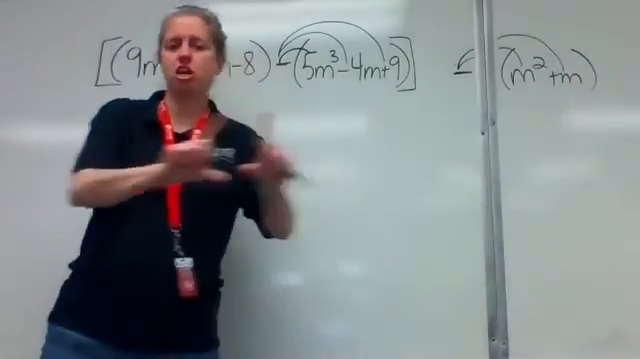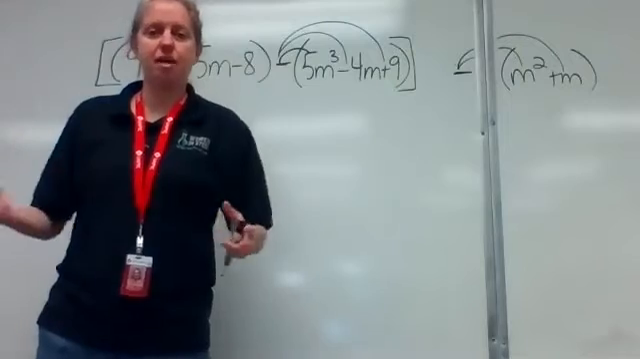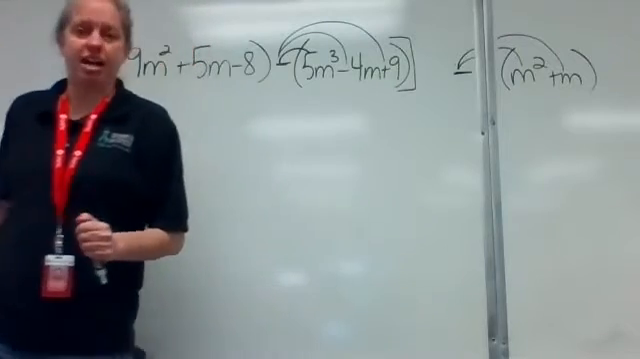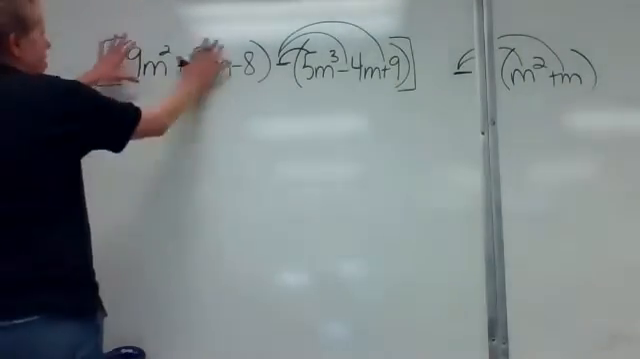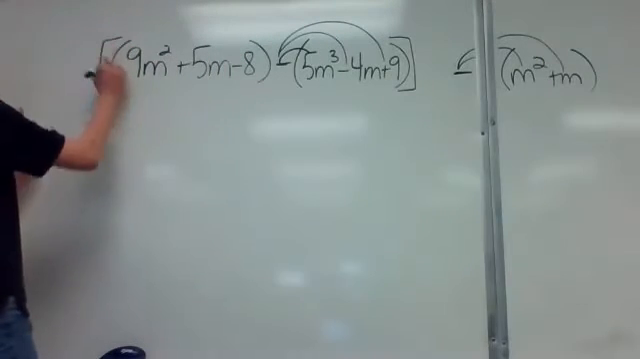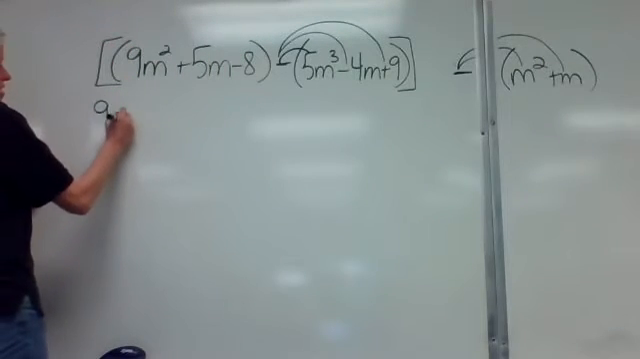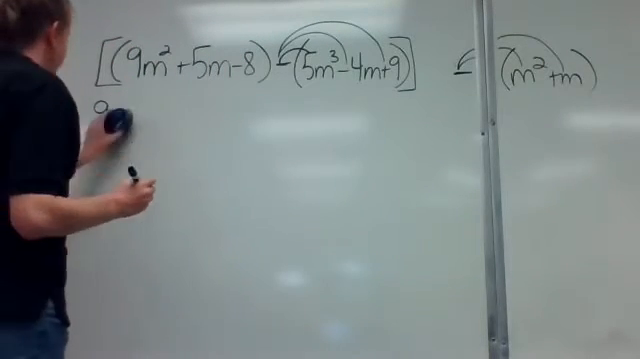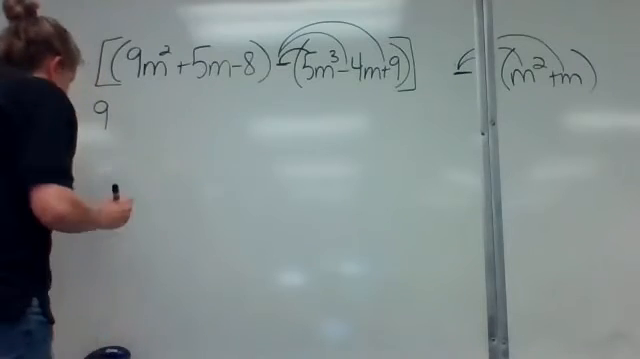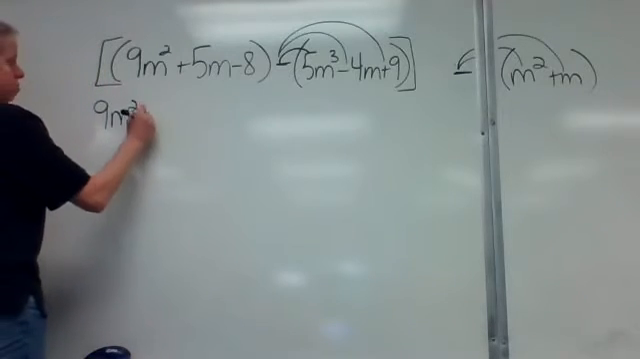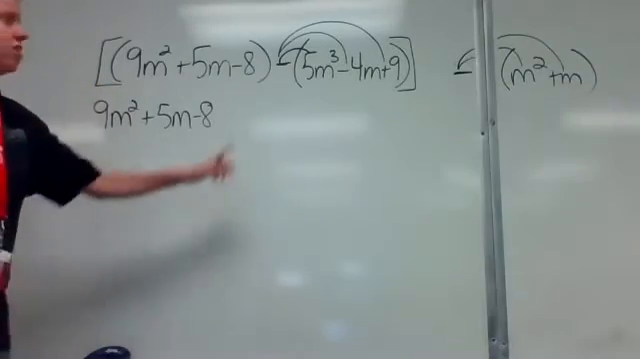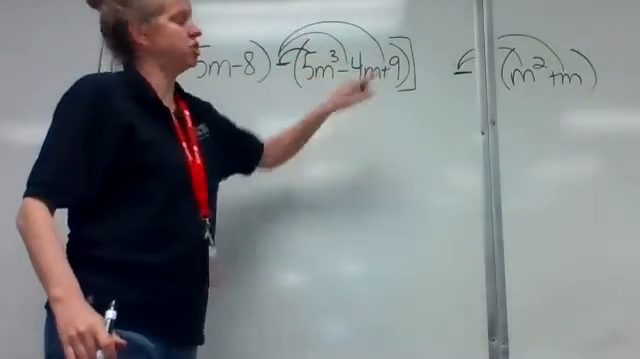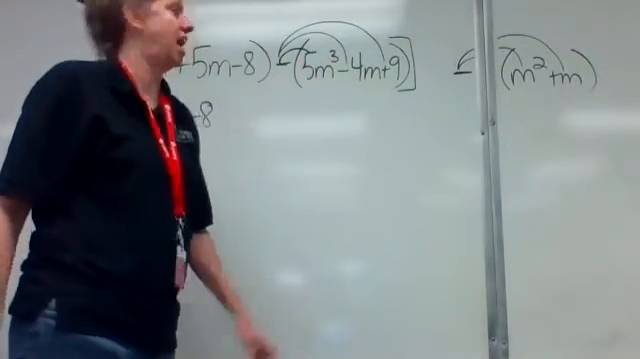I'm going to have a whole bunch of terms, and then I'm going to combine my like terms, starting with the highest exponent again, just like the last one. So let's see. This one I'm just going to bring down, right? There's no negative in front of it. So I can just bring down the 9m squared plus 5m minus 8. Here I'm going to distribute this negative, which is going to change all those signs.